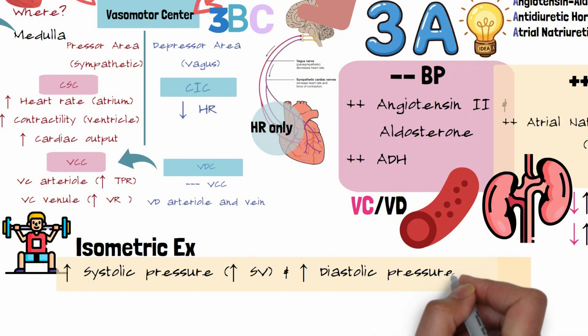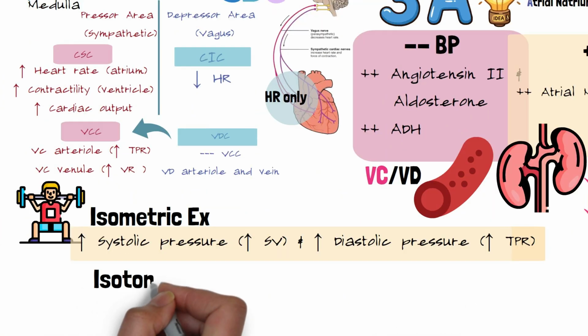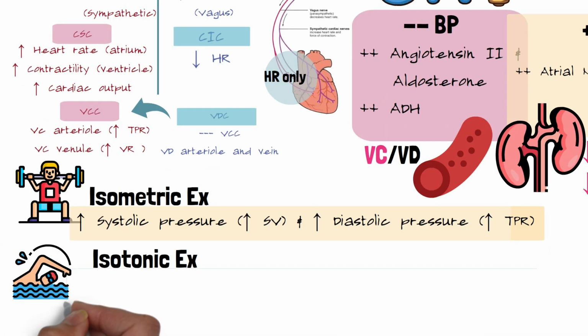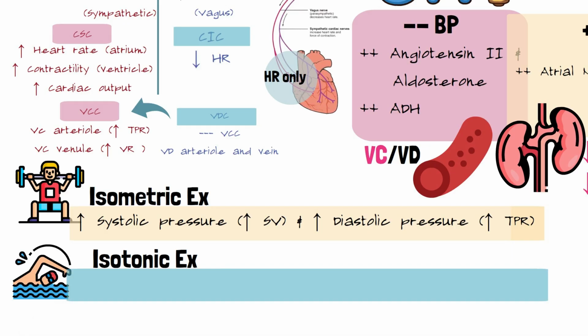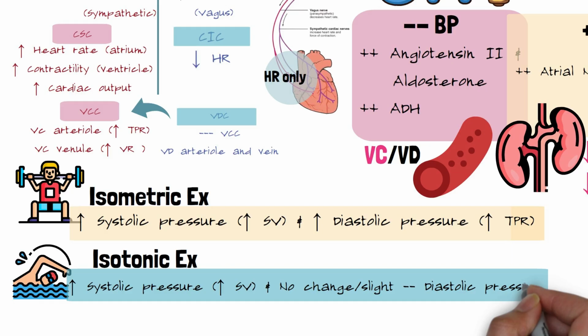And the second type of exercise is the isotonic or dynamic, as in running or swimming. Here only the systolic increases, but the diastolic pressure remains constant or unchanged.